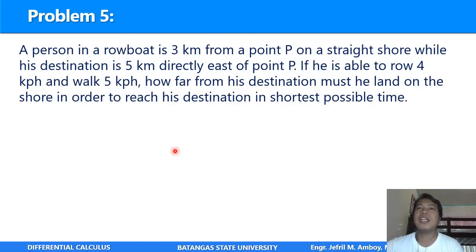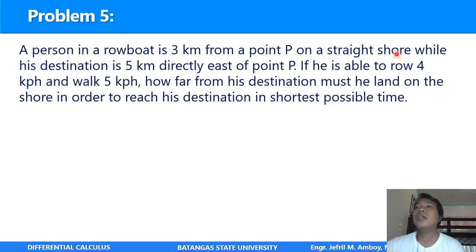So that person is in a boat and he wants to go somewhere along the shore. But he will not directly go from the boat to that point by just rowing. He will combine rowing and walking. Why? In order to get to his destination in the shortest possible time. Okay? So first, let us have some illustration for this problem.